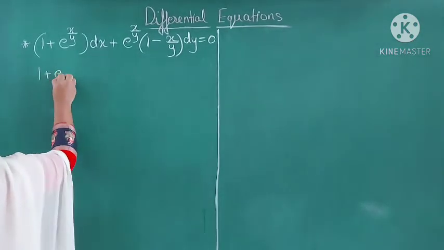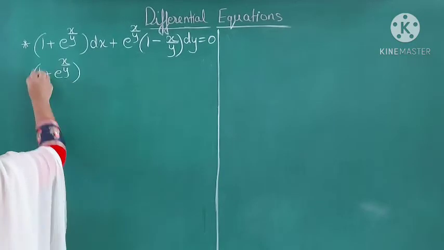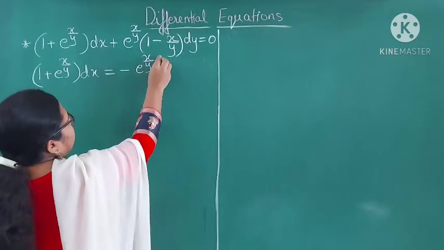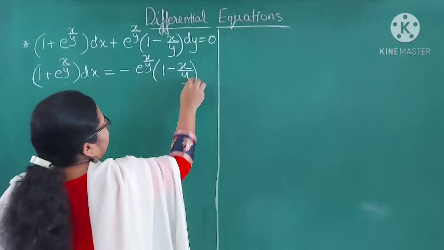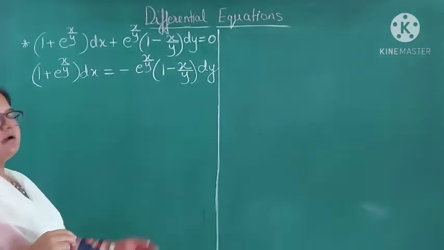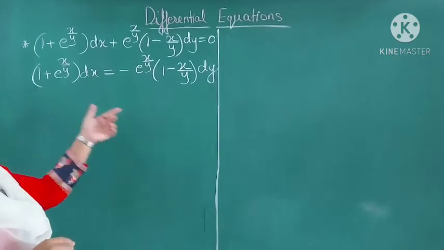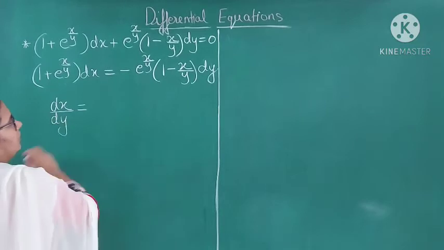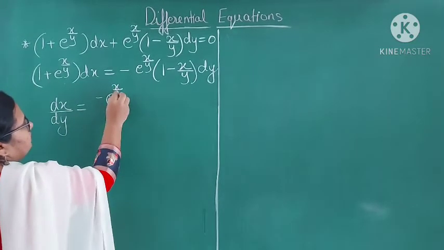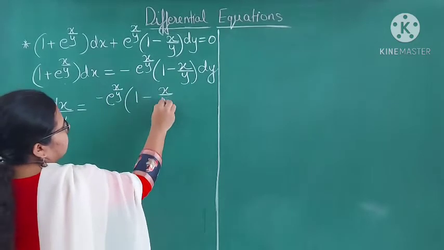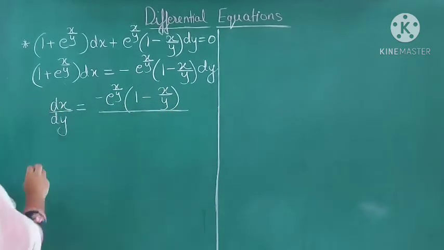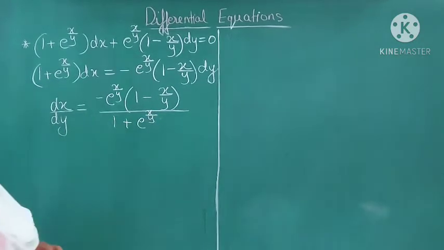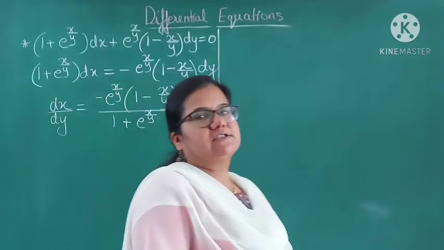So this side I will keep as it is, 1 plus e raised to x upon y dx is equal to minus e raised to x upon y into 1 minus x upon y dy. Okay. Now I will take dy to this side and this term on the other side. So what will I get? dx upon dy is equal to minus e raised to x upon y into 1 minus x upon y. This is your numerator, and the denominator will become 1 plus e raised to x upon y. Yes, so we have written it in the form of dx upon dy.